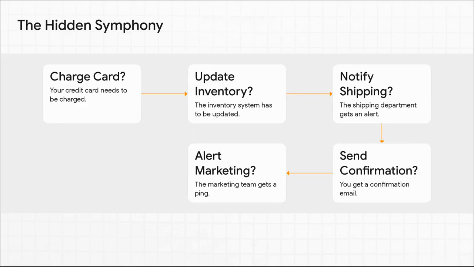Well, that one little click kicks off a whole cascade of events. It's like a hidden symphony. Your credit card has to get charged. The warehouse inventory needs to be updated. The shipping department has to get notified. You need to get a confirmation email. And hey, maybe the marketing team even gets a little ping to know what you bought. Each of these is a completely separate service, and if they don't work together in perfect harmony, you get chaos.